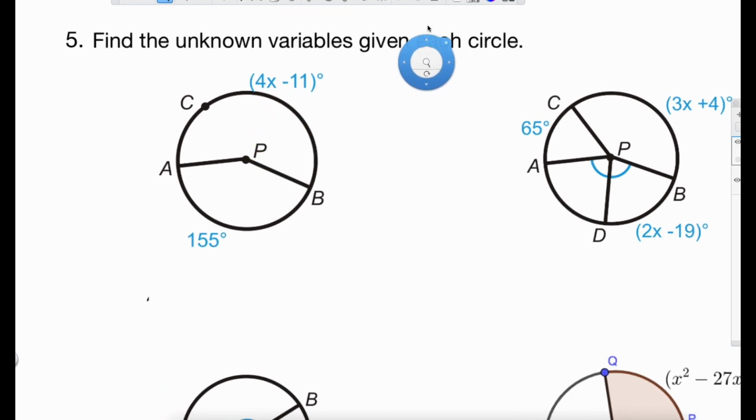Find the unknown variable of each circle. These are arc measures. 155 is the arc measure for AB, and then BCA is 4x minus 11, and we know there's 360 degrees in a circle, so 4x minus 11 plus 155 equals 360 degrees. Combine like terms: 155 minus 11 is 144. Subtract 144 from both sides.